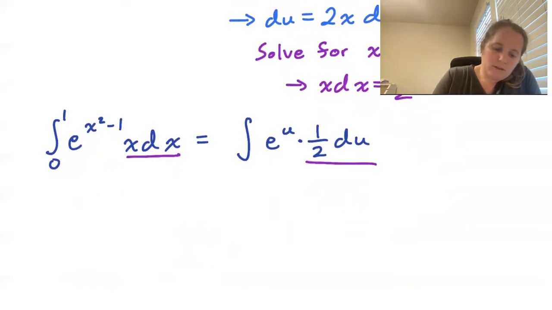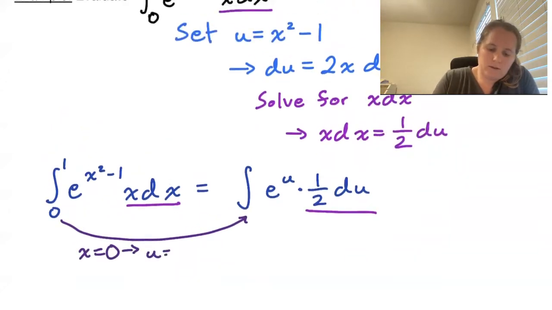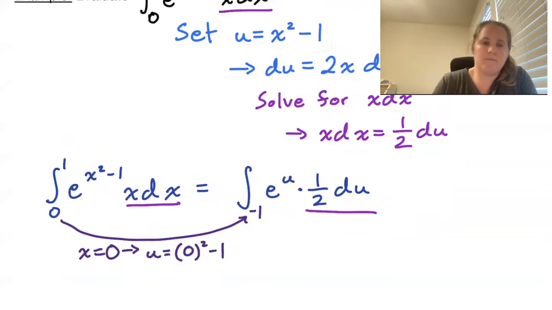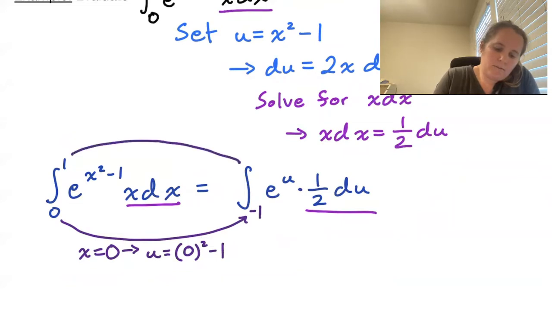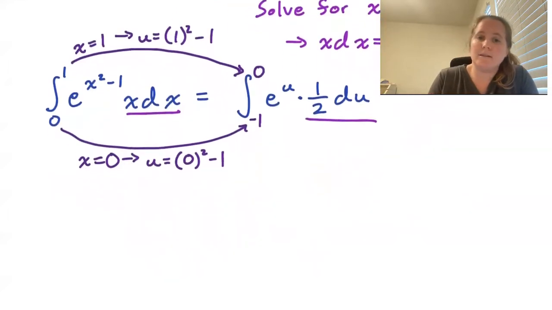Again, I'm taking my x dx and replacing it with 1/2 du. For my bounds, here x equals 0. We're going to convert using u is equal to x squared minus 1. So u is 0 squared minus 1, otherwise known as -1. For our upper bound, we have x equals 1. And so we have that u is equal to 1 squared minus 1, otherwise known as 0. So we're now integrating from -1 to 0 instead of from 0 to 1, since we're now working in u instead of x.